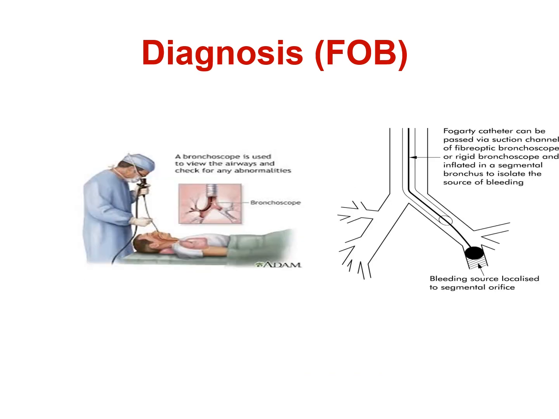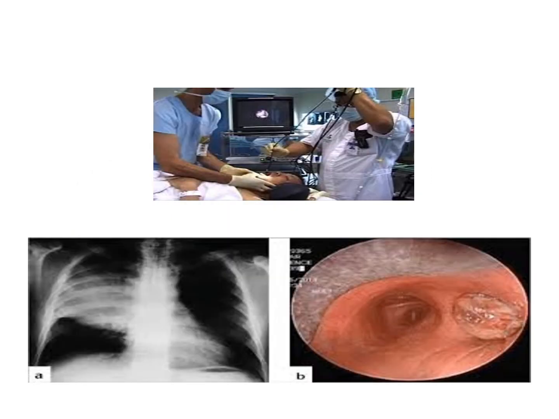These pictures show the Fogarty catheter balloon that can be used through the fiber optic bronchoscope, and it will be inflated to isolate the bleeding lung from the other lung. Here we can see an opacity in the chest X-ray. It may be due to collapse. By the fiber optic bronchoscopy picture, we can see a mass that obstructs the bronchus.